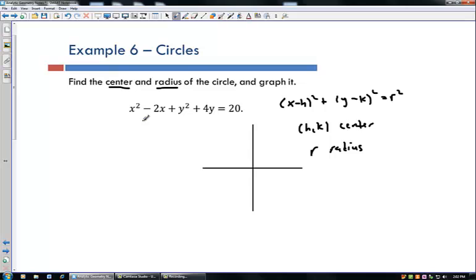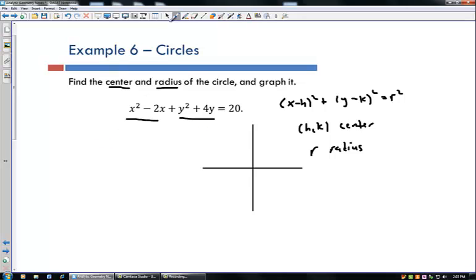And so what we're going to do here is we're going to use this method of completing the square, but we're not going to do it once. We're actually going to do it twice. And if we do this twice, we're going to wind up with this x minus some number squared plus y minus some number squared. And on the right-hand side, we'll move all the numbers over to the right. We'll have something squared over here.